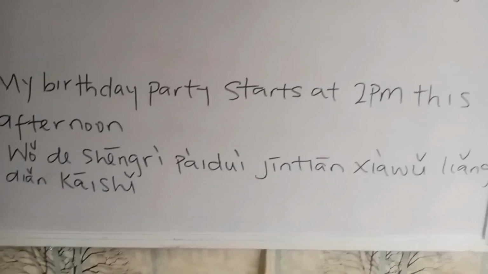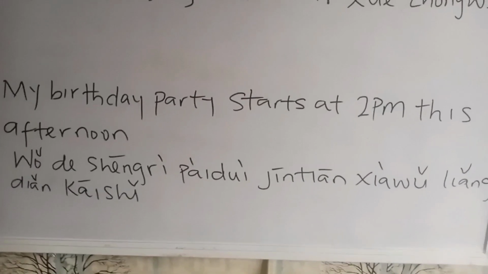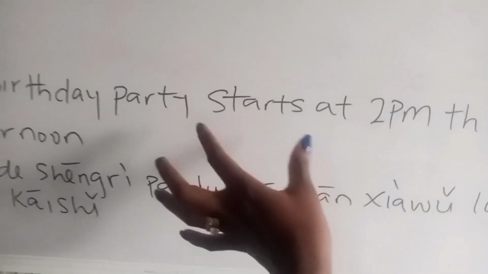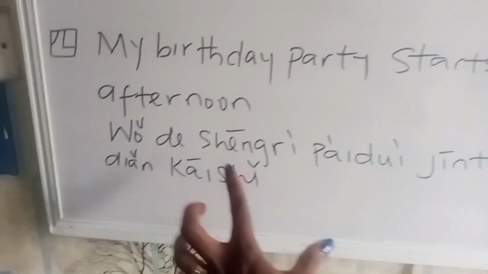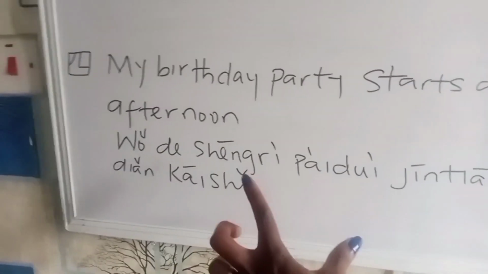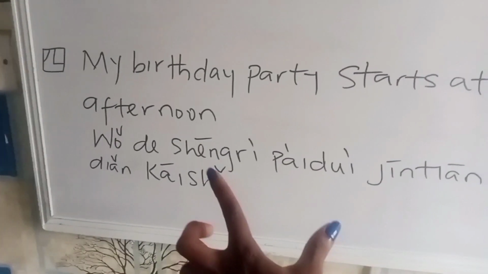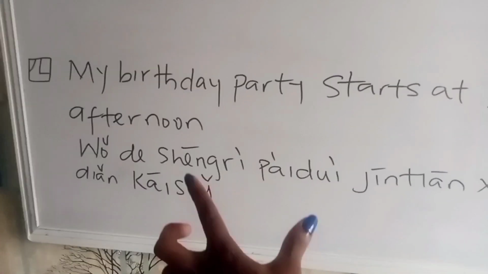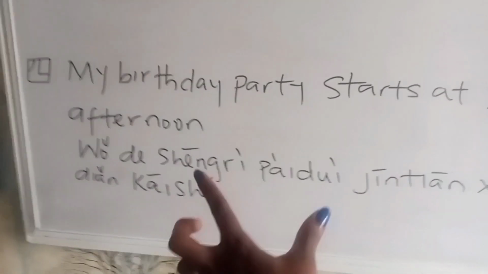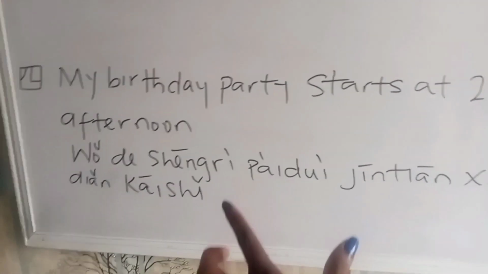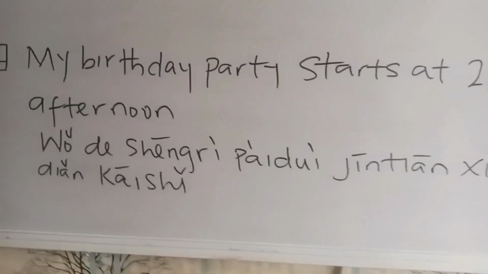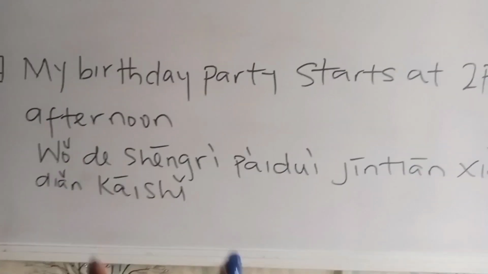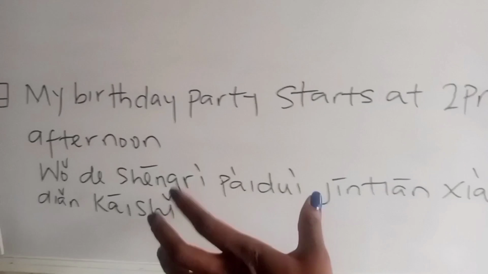When you are saying it in Chinese, you say today. You say afternoon before you say 2 p.m. Then the action, which is starts, will now come in at the end. That is how to say it in Chinese. And that is what you have here. 我的生日派对. 生日 is birthday. If I ask you, 你的生日是什么时候? I'm asking you, when is your birthday? So 生日 is birthday. 派对 is the word for party. 我的生日派对今天下午2点开始。我的生日派对, my birthday party. See what I now did?